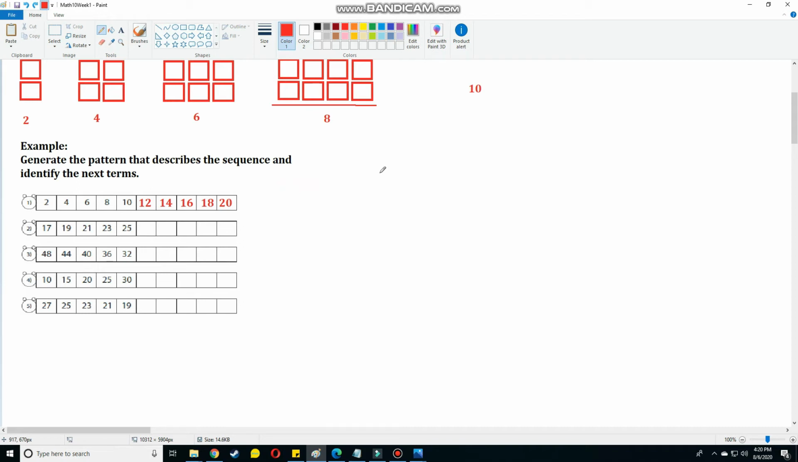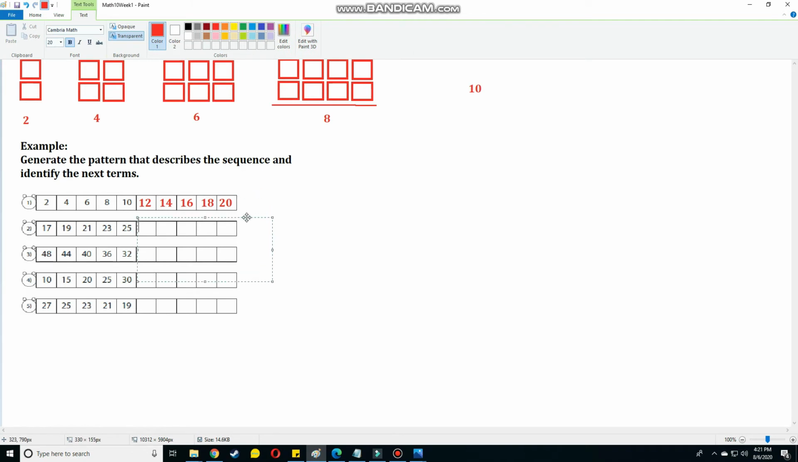Okay, so let's continue on sequence number 2. We start with 17, 19, 21, 23, 25. So the first term is 17, the second term 19, and so on. Let us observe it again. We then again added 2, right? 17 plus 2, 19, plus 2, 21, plus 2, 23, plus 2, 25, and then 25 plus 2, that would be 27.